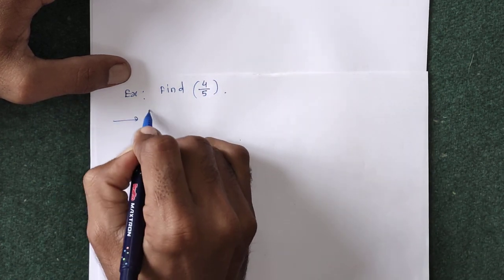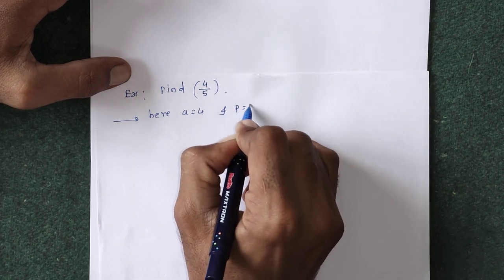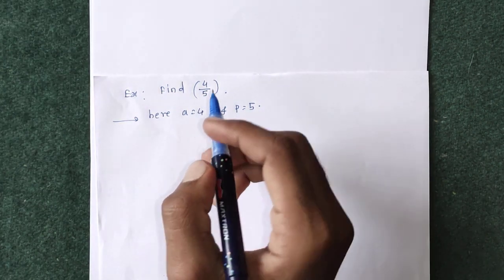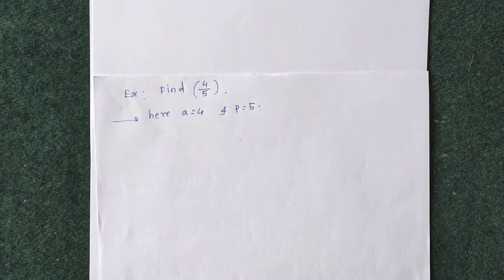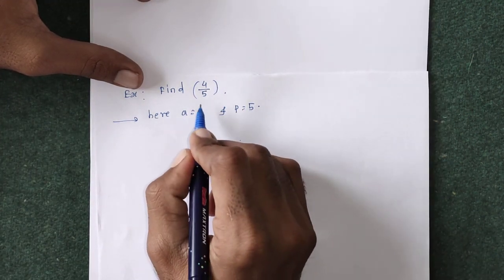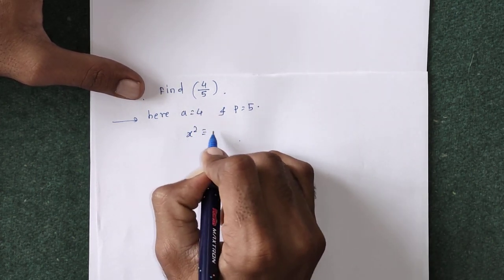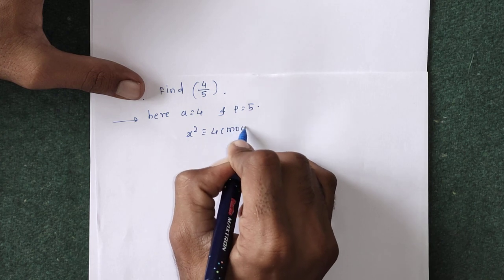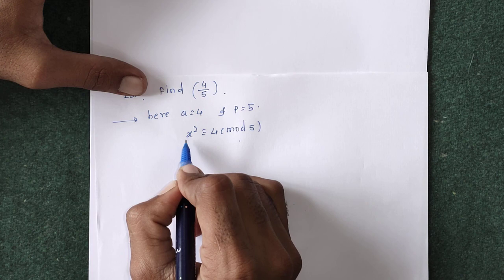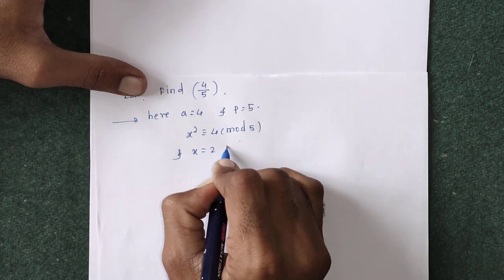So here a is equal to 4 and p is equal to 5. Here 5 doesn't divide 4. So from this we are clear that our Legendre symbol is either 1 or minus 1, and to find which, we will check whether the congruence x square is congruent to 4 mod 5 has a solution or not. We know that x is equal to 2 is a solution of this congruence.